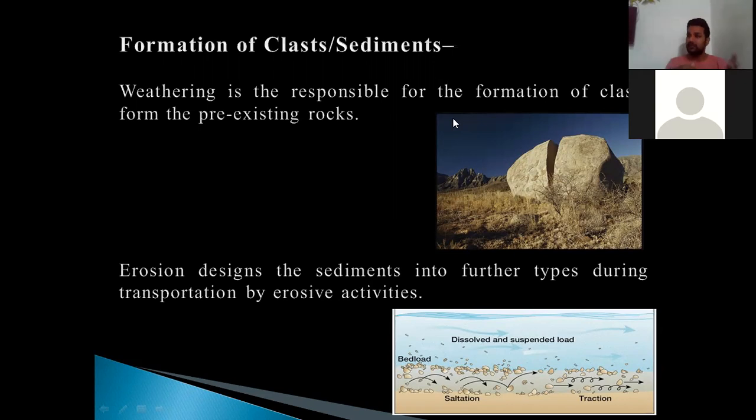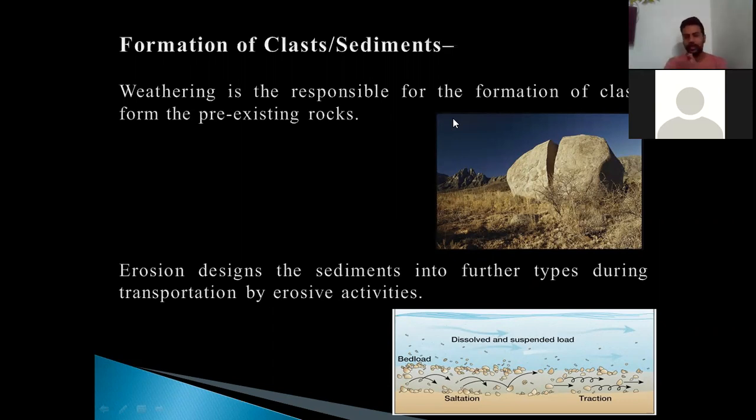At the same time, less transportation indicates angular fragments, and higher transportation indicates rounded fragments, and this again affects the sorting of the sediments. Higher transported sediments show good sorting, whereas less transported sediments show poor sorting. So accordingly, the clasts and the sediments are formed with the help of weathering and erosion.